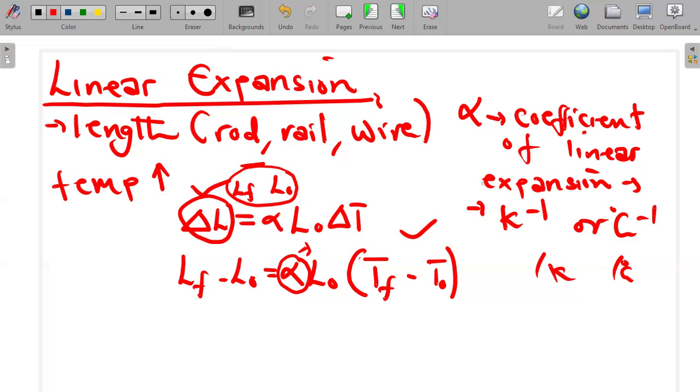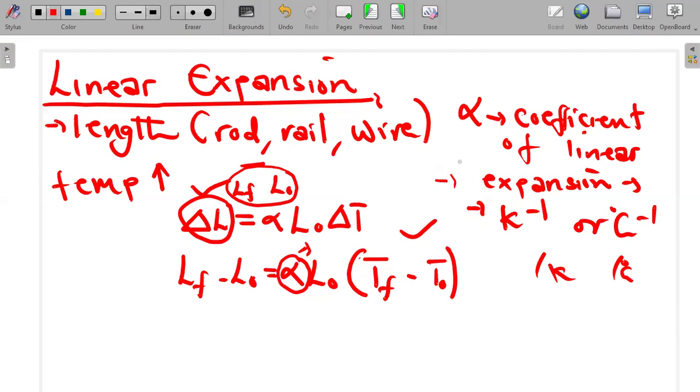So we're going to notice that the larger the coefficient of linear expansion, the more a material is going to expand, and the lower the coefficient of linear expansion, the lower the expansion is going to be. So this just gives us that particular coefficient, and it gives us the expansion characteristics of each particular material.